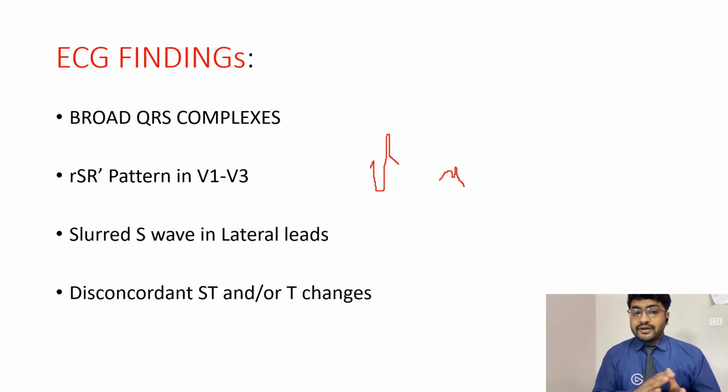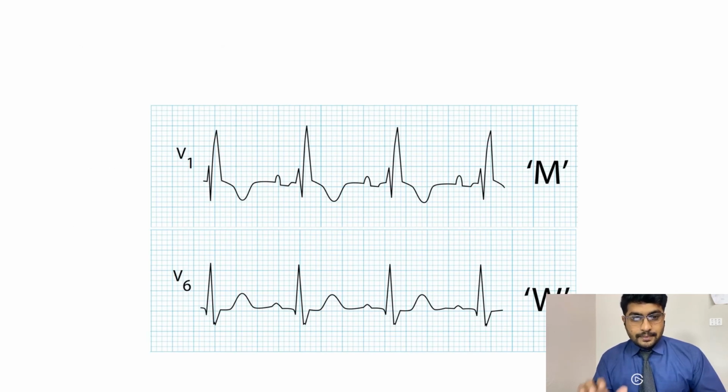If you haven't watched my previous video on left bundle branch block, you should definitely watch that, and you will learn very important concepts over there. I will post the link in the description. And I will discuss what discordant ST or T changes are in the ECG examples that we are going to discuss next.